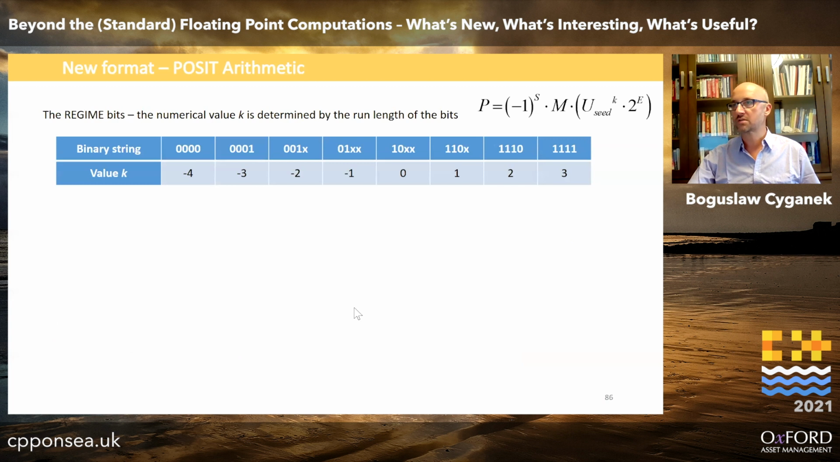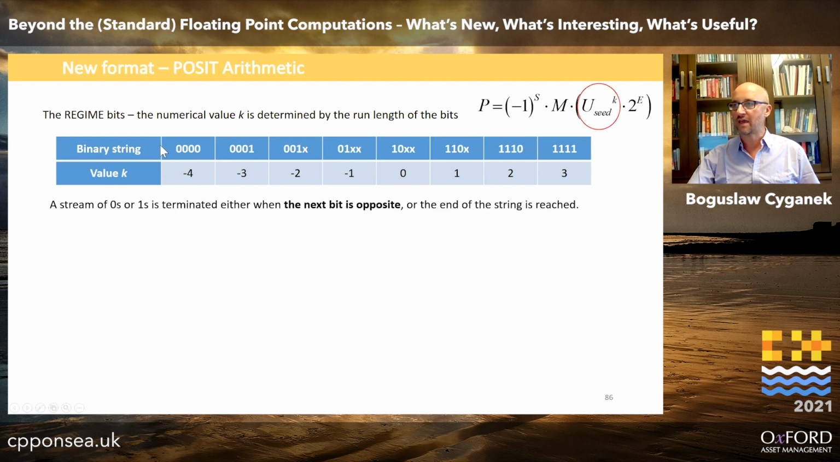Regime bits: the number k used in this USEED to the power of k is determined by the run length of the bits. And this is done by computing how many of the same bits are in a row up to the first transition. So here we have 4, non-transition, 3 and transition to 1, 2 and transition to 1. X means don't care.